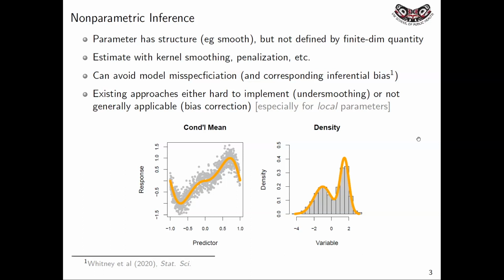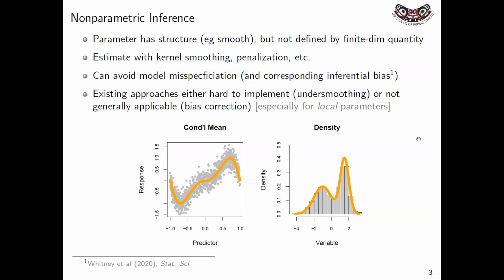And the benefit of this is that we would avoid misspecification of the model. And this has important consequences in terms of inferential bias, especially, for example, in causal inference settings where you don't want to make a mistake because your model is incorrect. And in fact, we have a discussion of a paper that was published in Statistical Science in 2020, where we showed that if you have misspecification of that model, it could lead to biased inference.